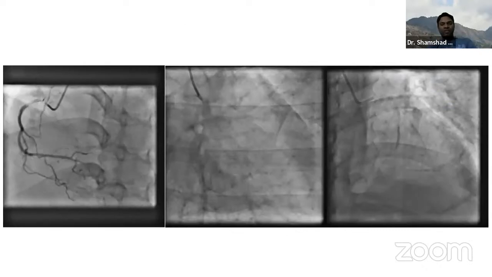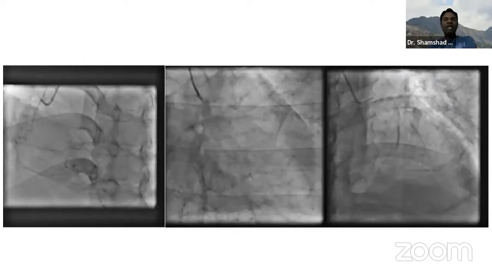This was the angiogram. In the right coronary artery, there was a significant lesion.